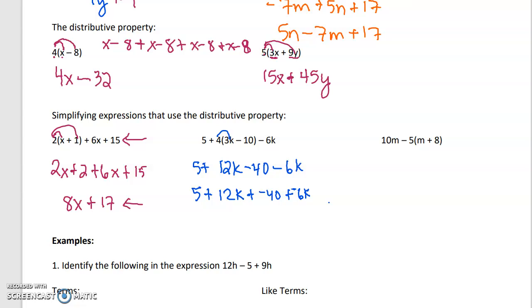And now we can add our like terms. Our k's, 12k and negative 6k is 6k, positive 6k. 5 plus negative 40 is negative 35. I'm going to write that as minus 35. It is the same thing mathematically as plus negative 35, but now we sort of try to avoid extra signs if we can. So I encourage you to add the opposite when you're thinking about performing an operation, but when you're just writing the expression, it's nice to leave it as 6k minus 35. But if you wrote it as 6k plus negative 35, that would be great.